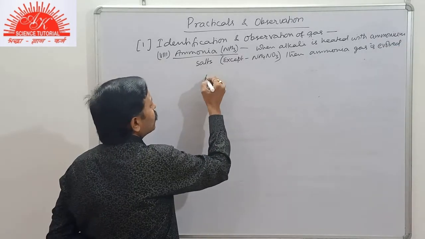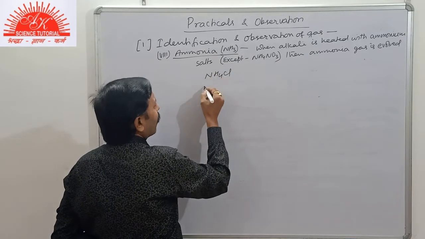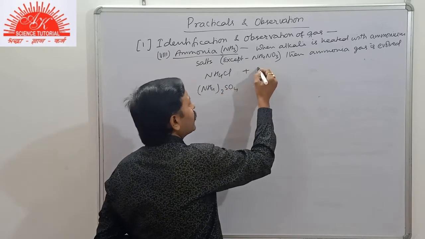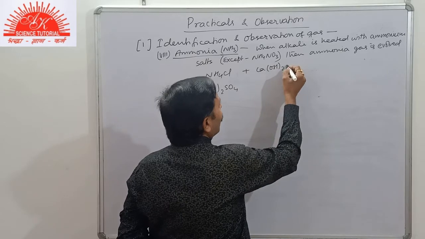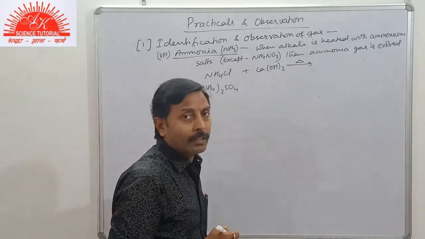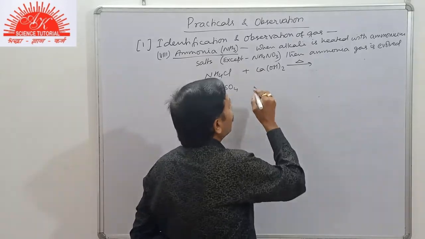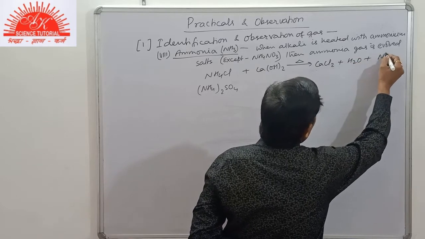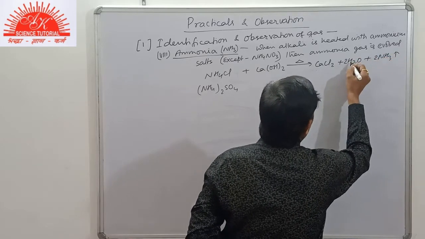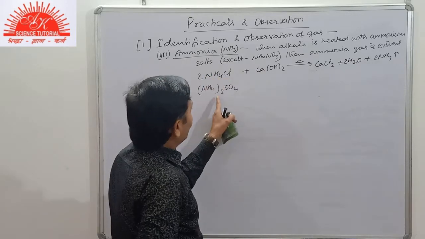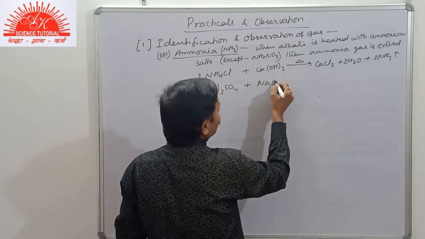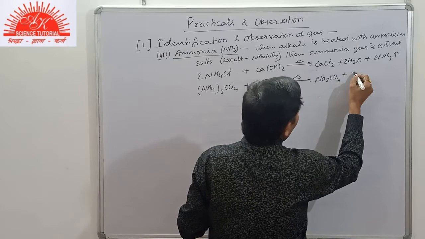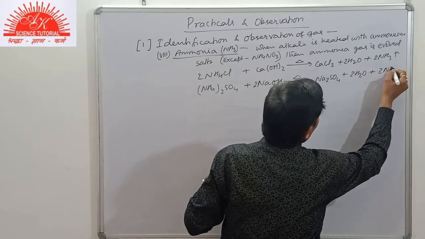Like you see, suppose we take NH4Cl or (NH4)2SO4. Suppose it is heated with slaked lime. In laboratory preparation of ammonia, this reaction is preferred. The reason will be studied at that place. It gives salt plus water plus ammonia gas. Similarly, if we add NaOH, it gives Na2SO4 plus H2O plus ammonia gas.